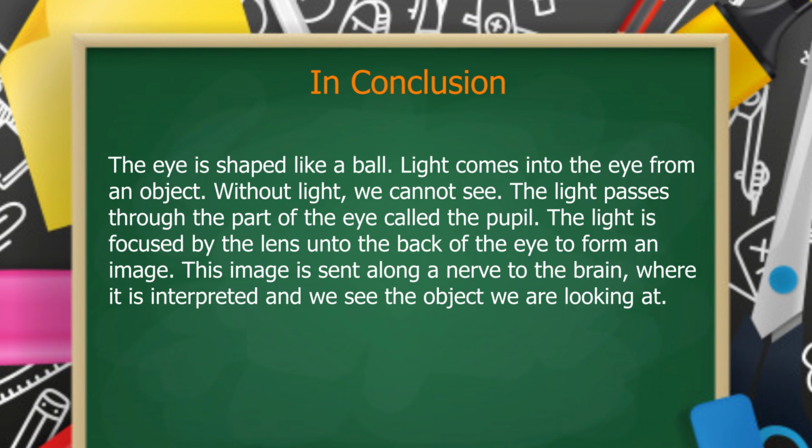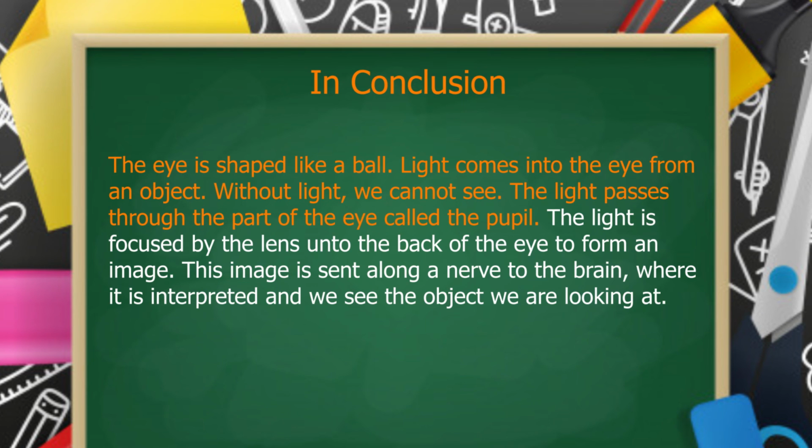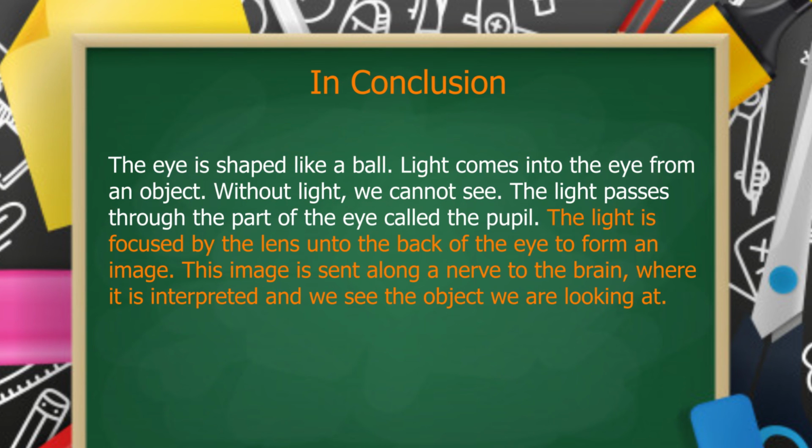In conclusion, the eye is shaped like a ball. Light comes into the eye from an object. Without light, we cannot see. This light passes through the part of the eye called the pupil. The light is focused by the lens onto the back of the eye to form an image. This image is sent along a nerve to the brain, where it is interpreted and we see the object we are looking at.